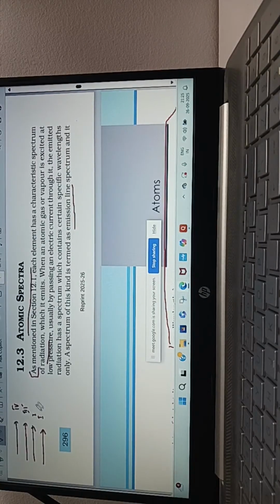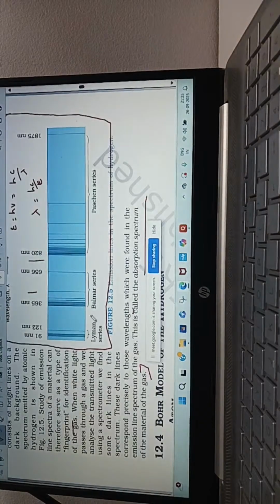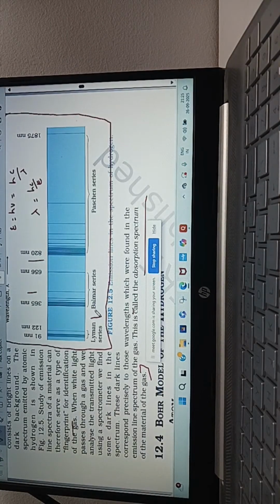What is the lowest one? 13.6. You know this value? Okay, yes, sir. Lyman, Balmer, Paschen series, the lines. Yeah, that only I am asking. Yes, sir. I understood that, but I didn't understand the bright and dark fringes that the textbook gives. That part I didn't understand.